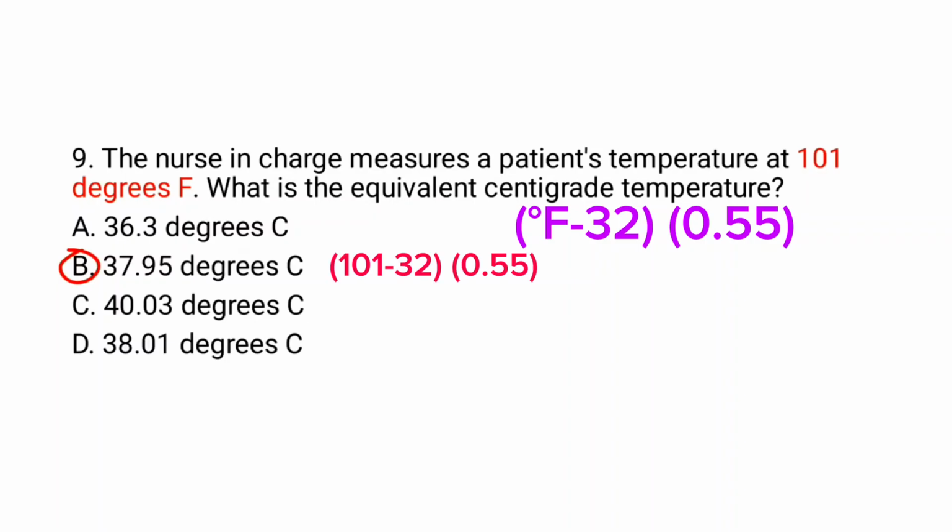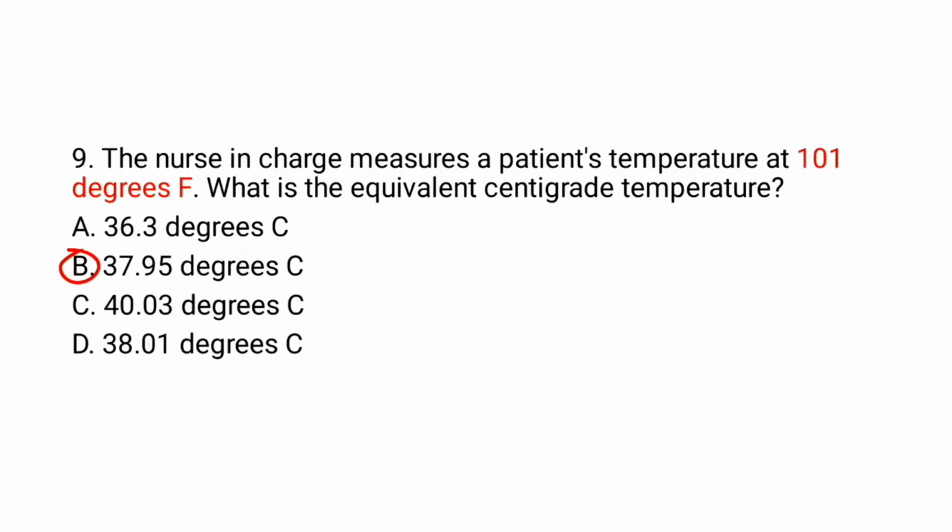101 minus 32 plus 0.55 is equal to 37.95. Paano naman pag degrees Celsius to Fahrenheit? Degrees Celsius to Fahrenheit, ito naman yung formula. Degrees Celsius times 1.8 plus 32. Okay? Basta ang sagot natin dito is letter B.